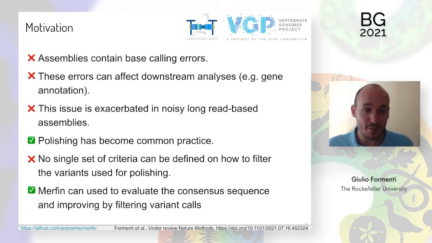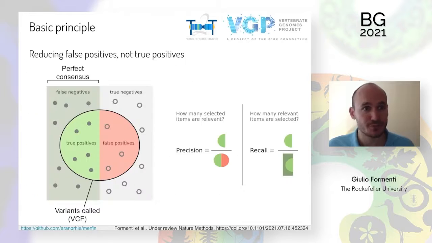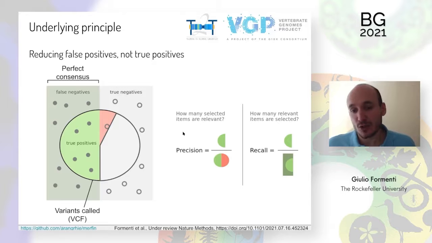Merfin, on one hand, can be used to evaluate the consensus sequence, and on the other hand, it can be used to improve it by filtering variant calls. The basic principle is that we're aiming to reduce the number of false positives in our variant call set, while not significantly affecting the true positives. This should lead to better precision while not impacting the recall.